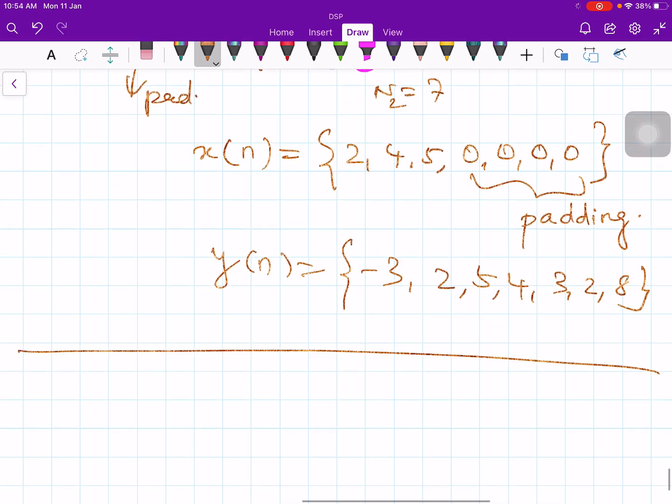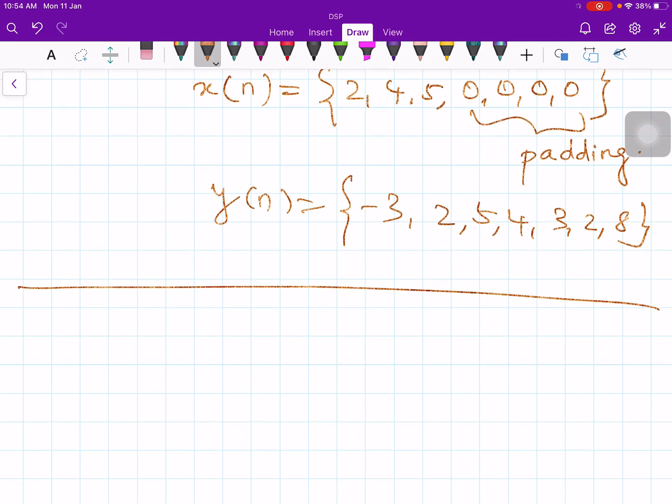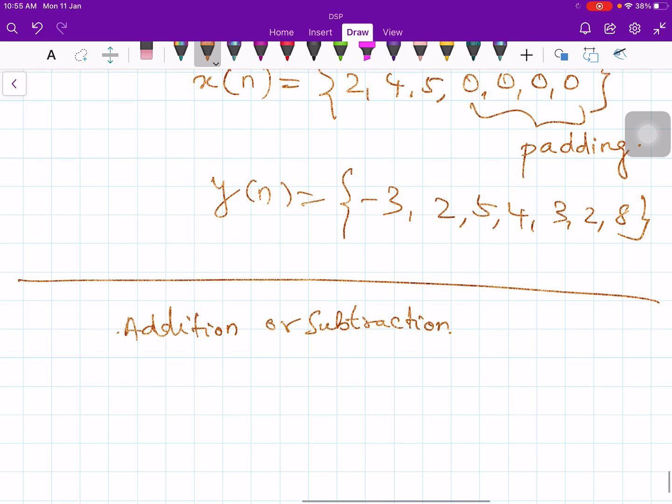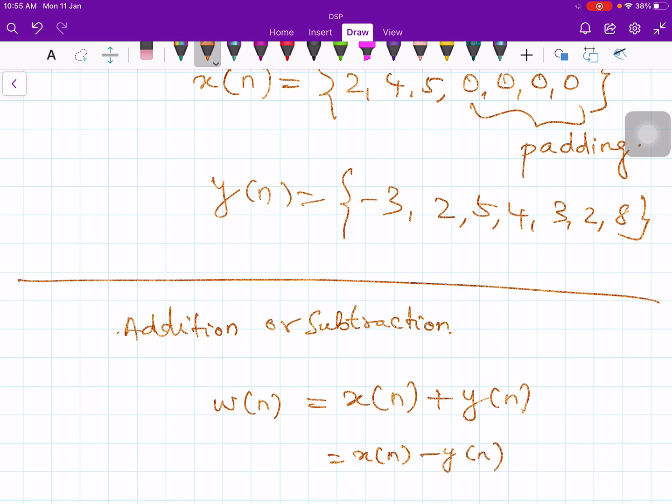Okay, and next we will talk about addition or subtraction. When you add x of n to y of n, that is add or subtract, then the corresponding samples are added to form the new sequence. Let me call the new sequence w of n. So it is x of n plus y of n, or you can write x of n minus y of n, or y of n minus x of n, whatever it is, doesn't matter.